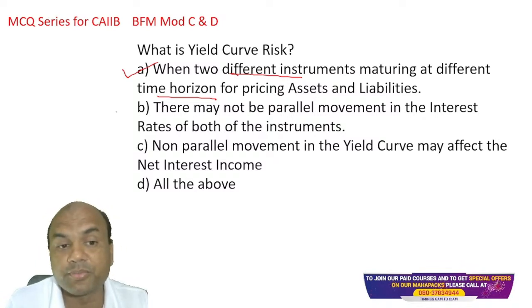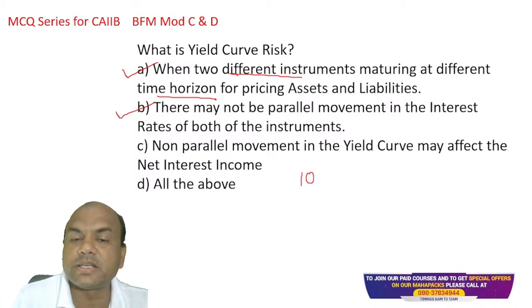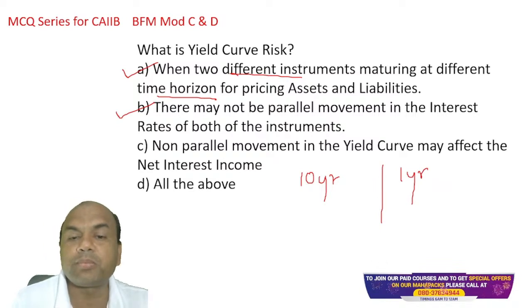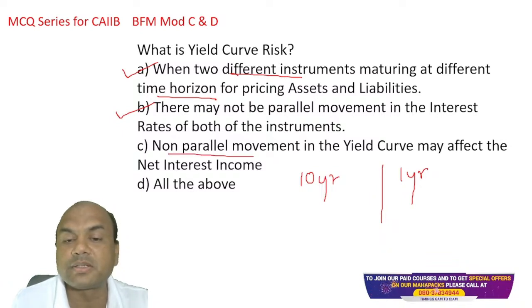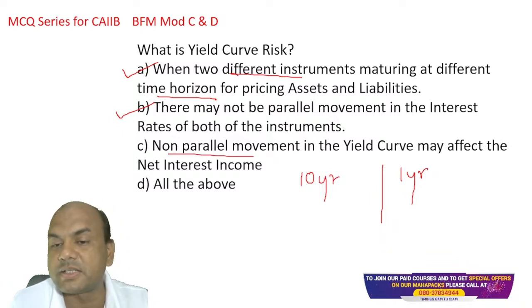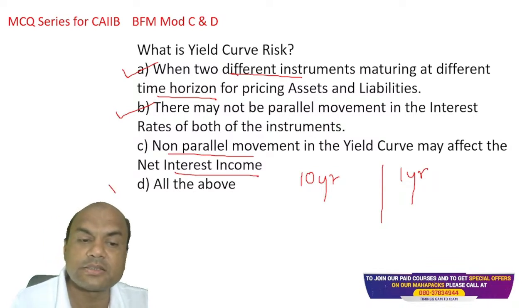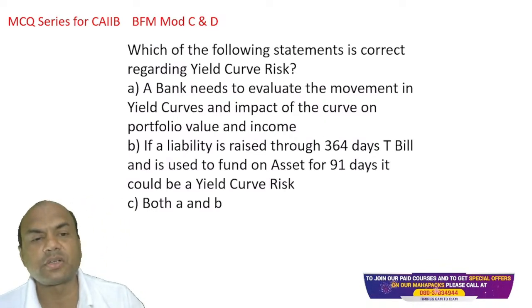There may not be parallel movement in the interest rate of both the instruments. That is also true. Here, example, a 10 years bond will change in different proportion, whereas a 1 year bond will change in different proportion, interest rates. Non-parallel movement in the yield curve may affect the NII. So that's also true. Non-parallel movement means this is changing differently, this is changing differently. So net interest income will be affected. So the answer is all of the above. Yeah, this we have already done.